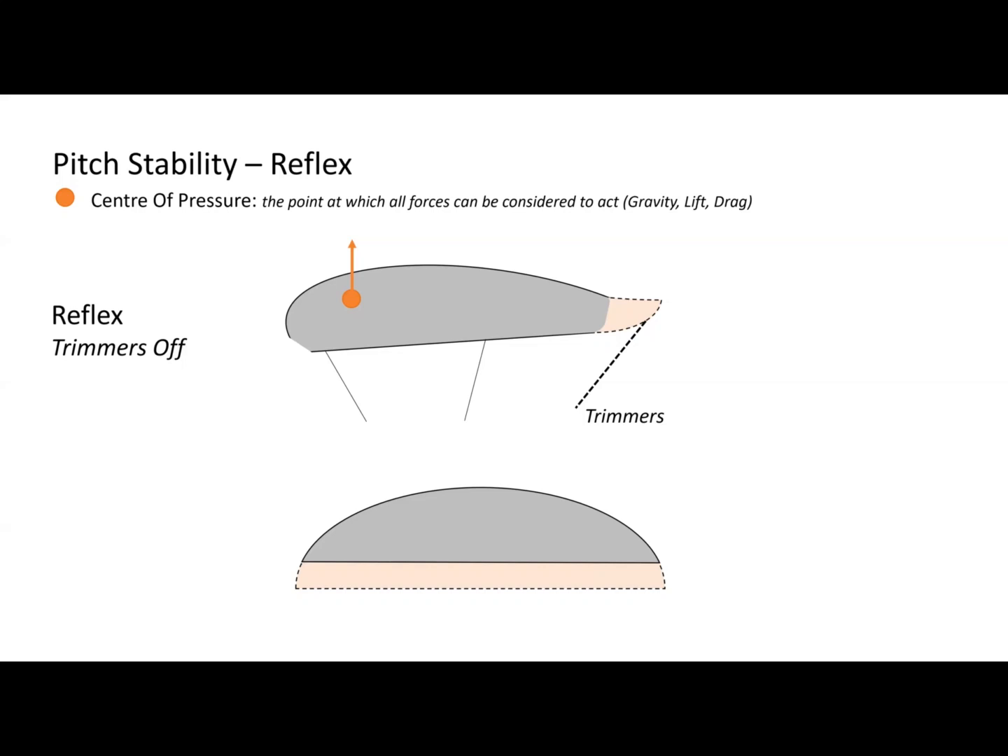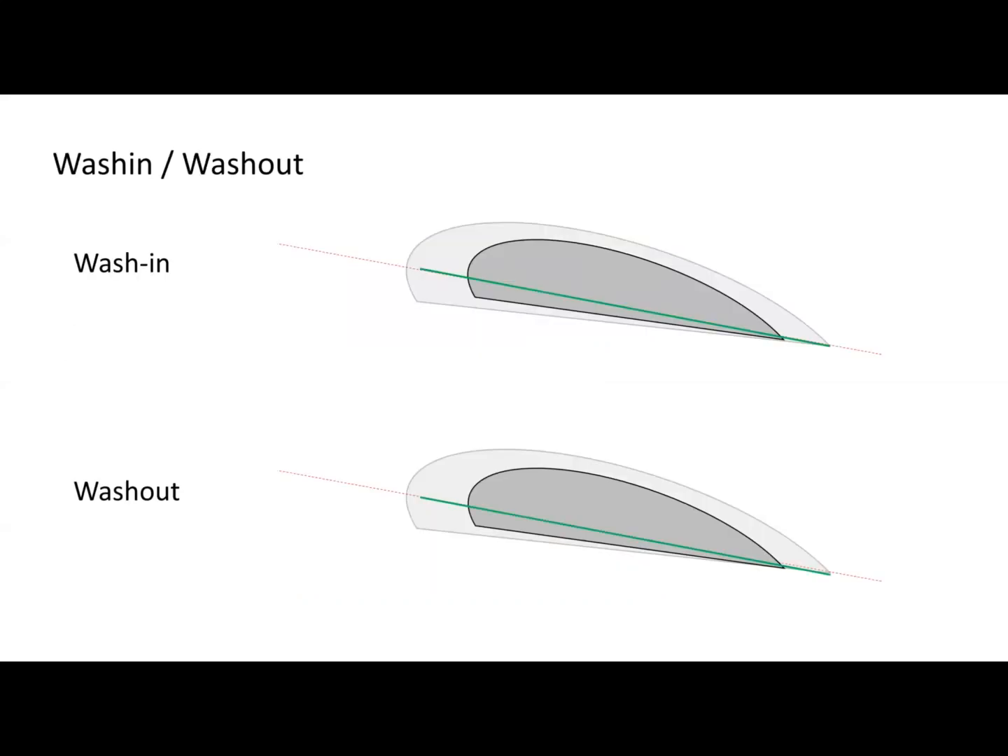But what isn't really advertised is that you're going from possibly a nice E and B certified wing. You put the trimmers off, you go to an uncertified wing. It has advantages, but it has disadvantages. So that's reflex. So let's talk about wash in and wash out. And wash in is more what we're interested in with paragliders.